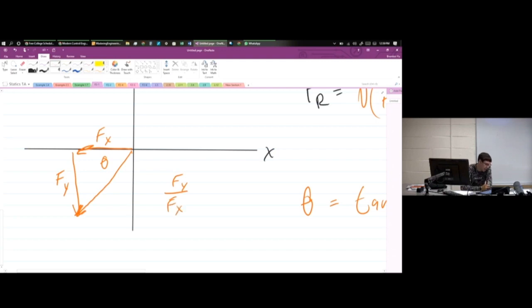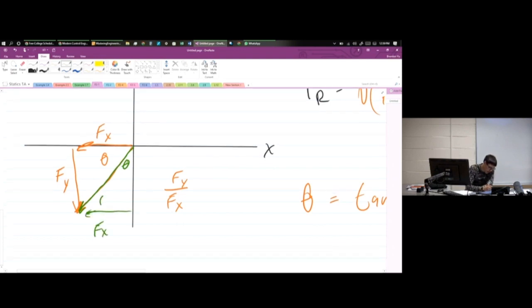So opposite over adjacent is going to be Fy over Fx. But if you plug it in the other way, let's say you do this one. This is going to be theta, and this is going to be here. So now the opposite is which one? So you're going to plug it in the opposite direction, right? As long as you make sure you account for your assumptions, you will tend to get the right answer.